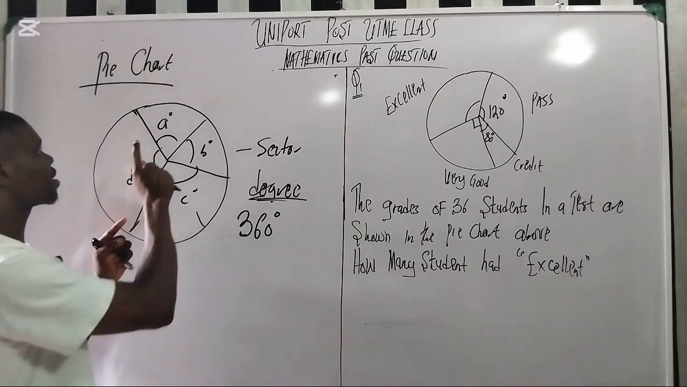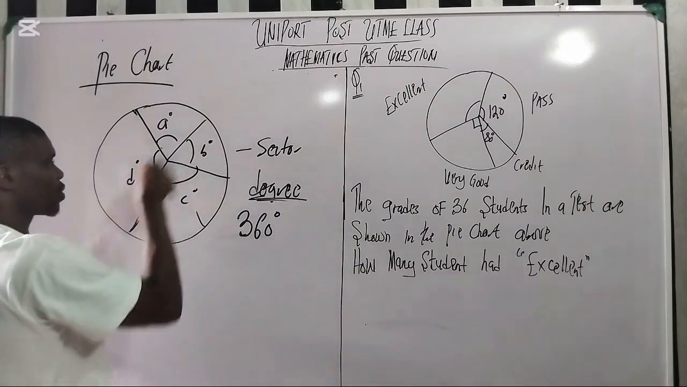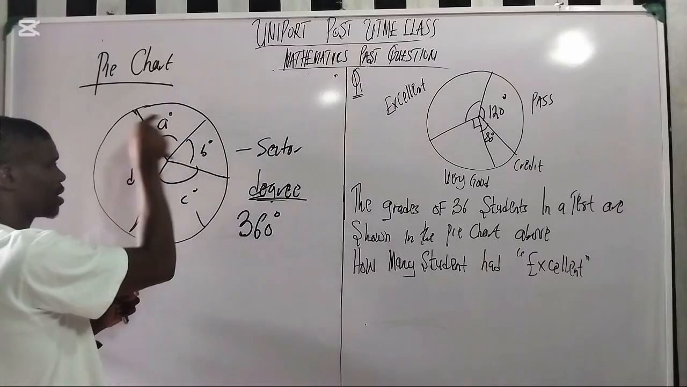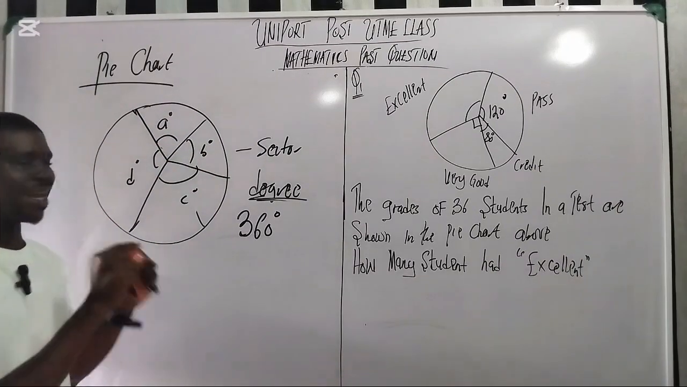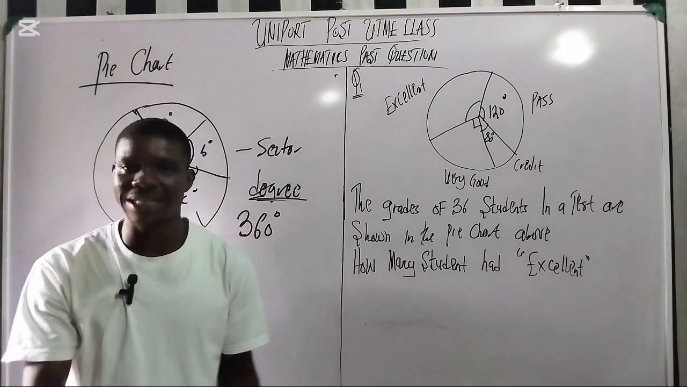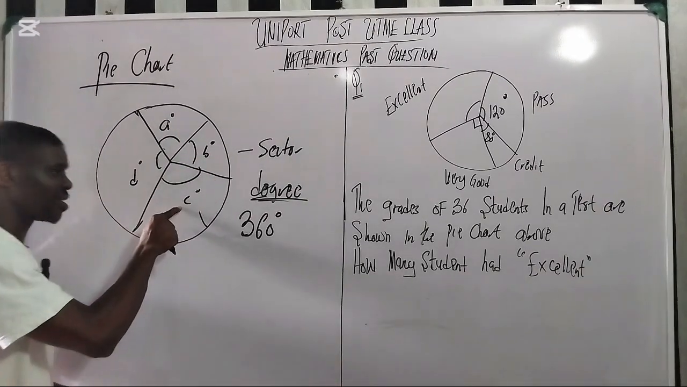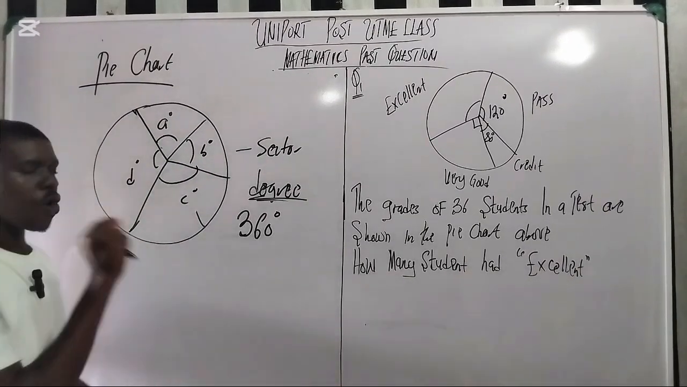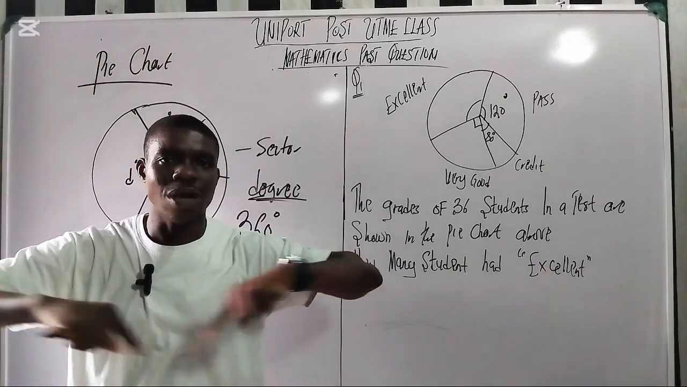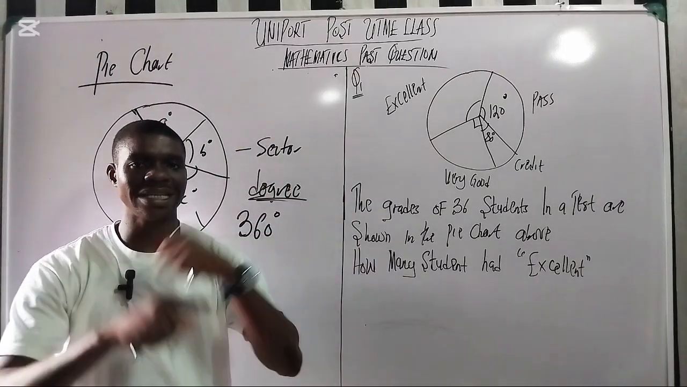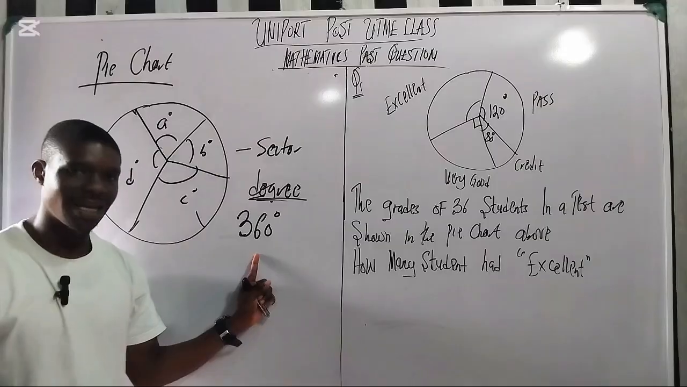Now, this pie chart is divided into sectors. So here we have the sectors, right? Each sector is measured in degrees. So this one must be measured in degrees, and this, and this, and this. All that you want to understand here is that the summation of the total angle in this pie chart is 360.